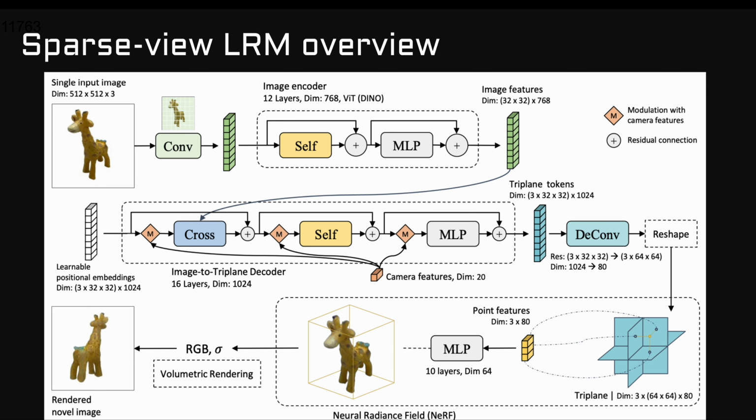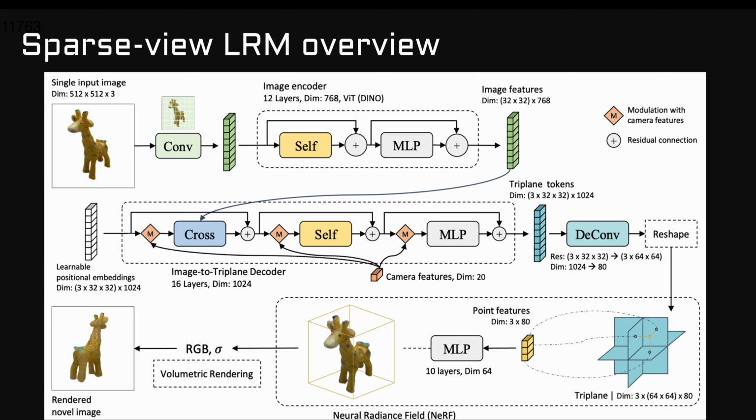MLPs are introduced. Specifically, the LRM utilizes a pre-trained visual transformer as the image encoder to generate the image features, then learns an image-to-triplane transformer decoder to project the 2D image features onto the 3D triplane via cross-attention, and models the relations among the spatially structured triplane tokens via self-attention. The output tokens from the decoder are reshaped and upsampled to the final triplane feature maps.